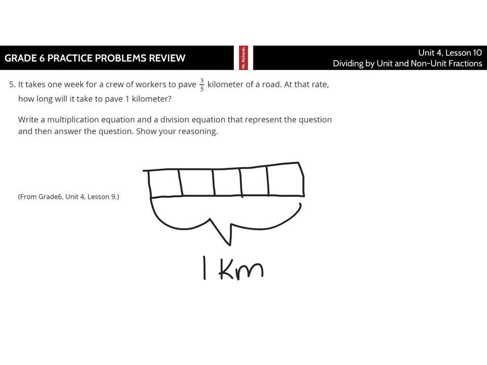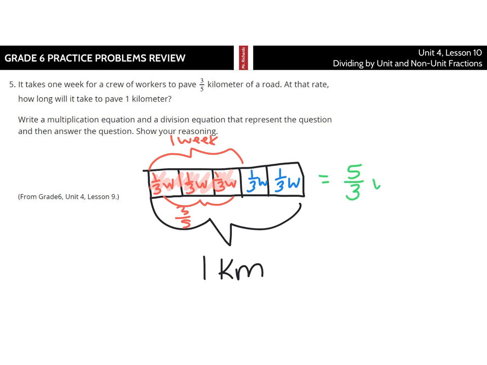We know it's taken them so far 1 week to do the 3/5. And so if it's taken 1 week to do 3/5, how much of a week did that take? Well, 1 week to do these 3/5 means that it took a third of a week to do each of these fifths. And if it took a third of a week to do each of these fifths, then these last two boxes will also be a third of a week. How does this come together? Well, you have 5 of these 1/3, so that must mean it's 5/3 of a week, which is the same thing as 1 2/3 weeks.